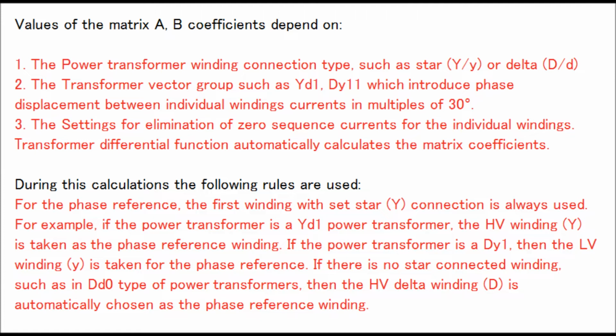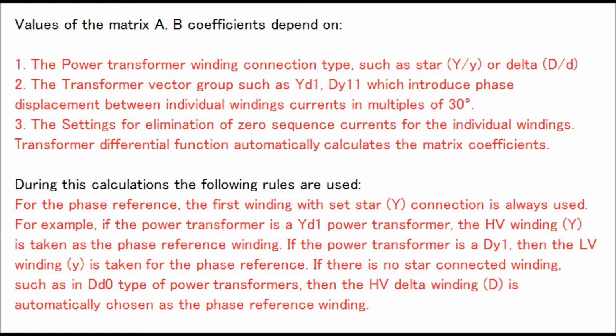During this calculation, the following rules are used. For the phase reference, the first winding with star connection is always used. That is, if the first winding is star connected, then the reference winding is taken as the HV side winding or star side winding. For example, if the power transformer is YD1 type, then the HV side winding is star connected and the LV side winding is delta connected. Then the HV side star winding is taken as the phase reference, and all the currents are converted to the star side winding, and the differential current is calculated based on the common reference winding. If the power transformer is DY1 type, then the LV side winding, that is the star side winding, is taken as the phase reference. In this case, the delta side winding current is converted to the common reference winding, that is the star side winding, and then the differential current is calculated.